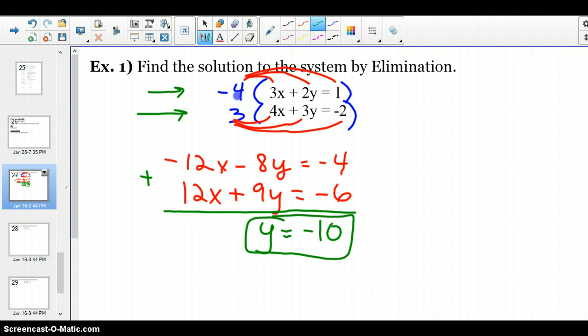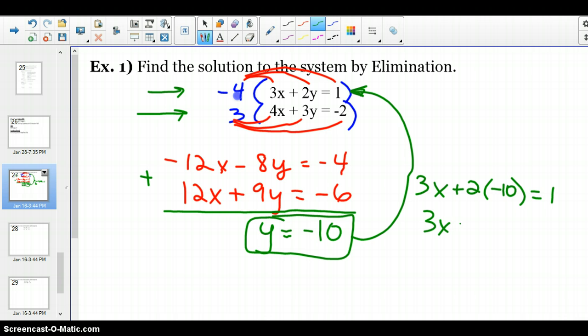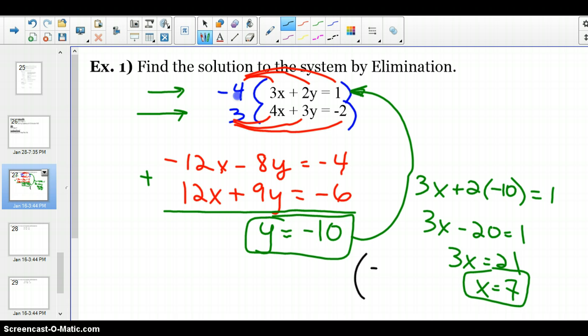Now we can figure out what x is by just plugging it back into either one. So 3x plus 2 times -10 equals 1. So 3x minus 20 equals 1. Okay, all right, so our solution is 7, -10.